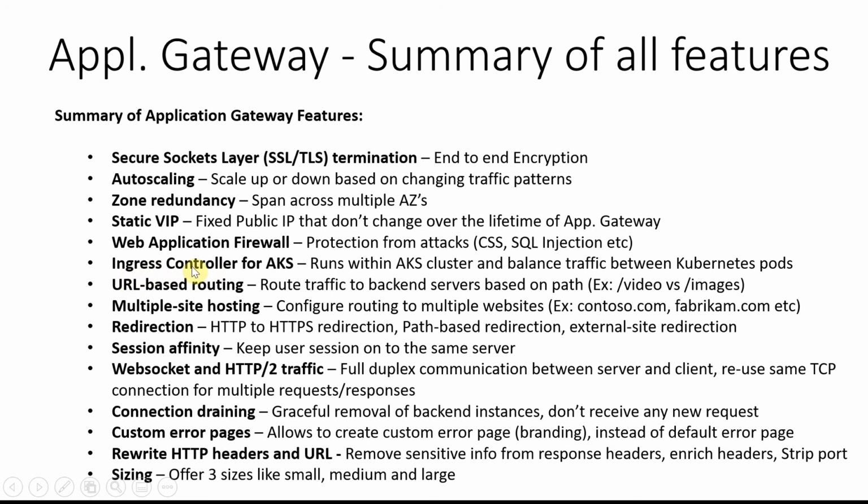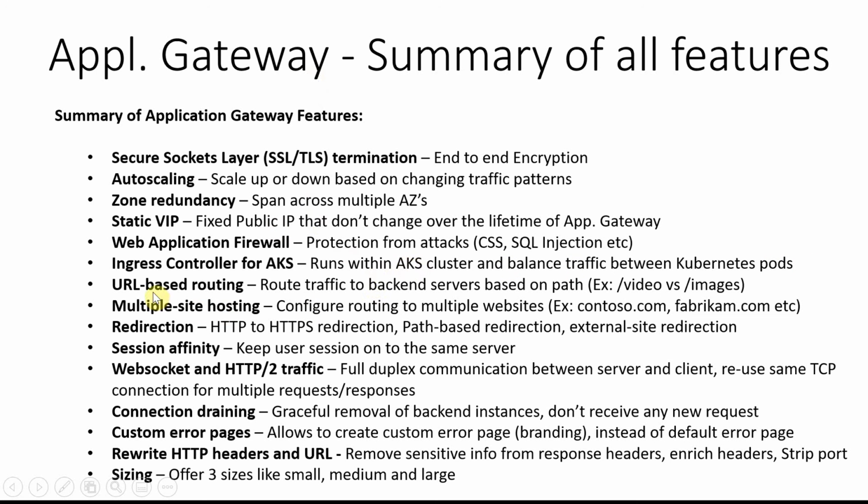We need to have this ingress controller, which works similar to an application gateway. From the name itself, ingress, right? Traffic in, and it controls the traffic. So that's why it's an ingress controller. That's the technology of Kubernetes. But this ingress controller can be integrated with application gateway, so you can use application gateway along with Kubernetes. That is what it means. It runs within the AKS cluster and balances traffic between Kubernetes pods. So application gateway can integrate with AKS also.